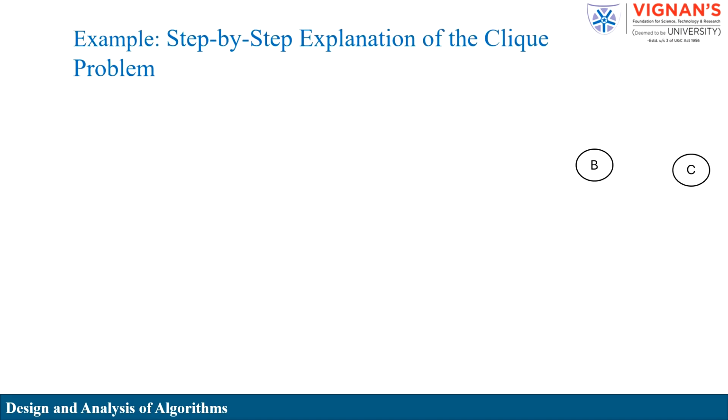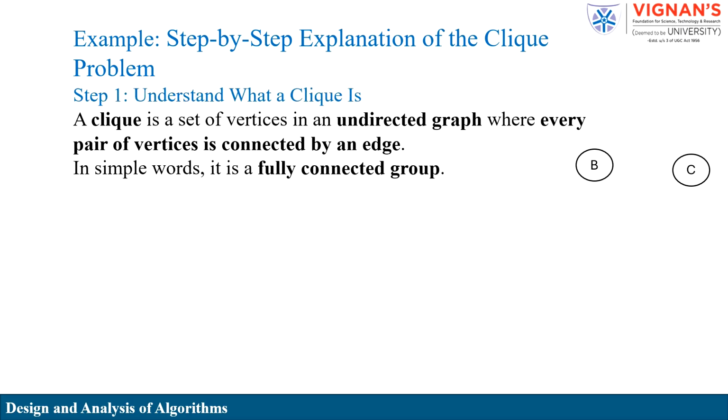Let's look at a step-by-step example of the clique problem. Step 1 is to understand the structure. As we mentioned, a clique is a set of vertices where every pair is connected by an edge. If you look at the graph on the right, you can see vertices A, B, and C. Because A connects to B, B connects to C, and C connects back to A, they form a fully connected group. Vertex D, however, only connects to B, so it isn't part of that specific clique.